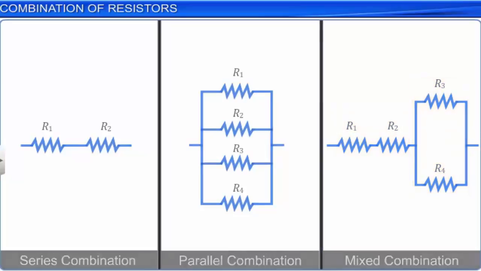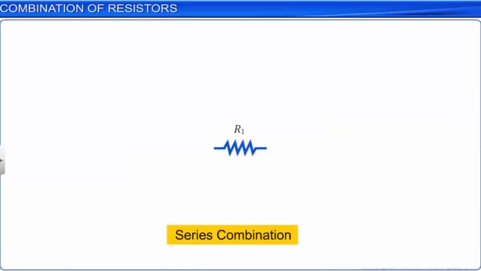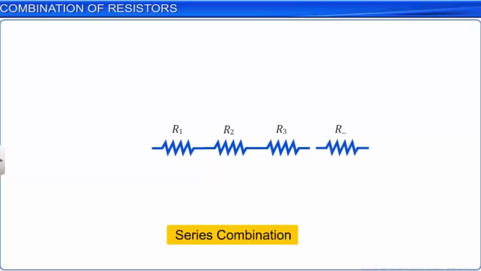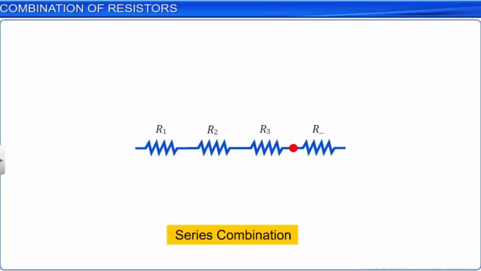We obtain a series combination of resistors by joining one of the 2 endpoints of a resistor to the next resistor. We can make a series combination using 2, 3, and so on up to n resistors.